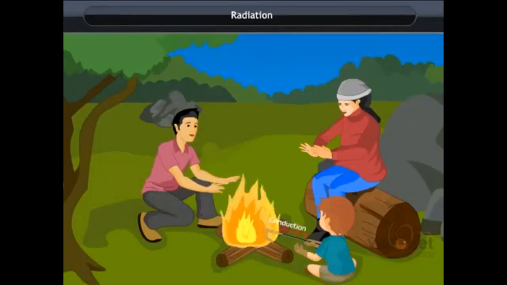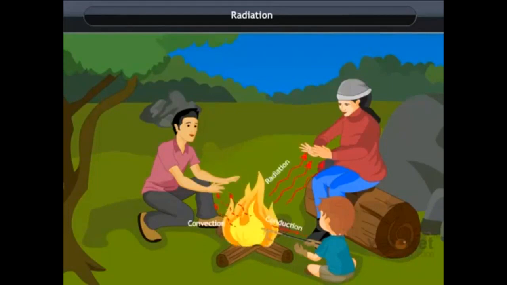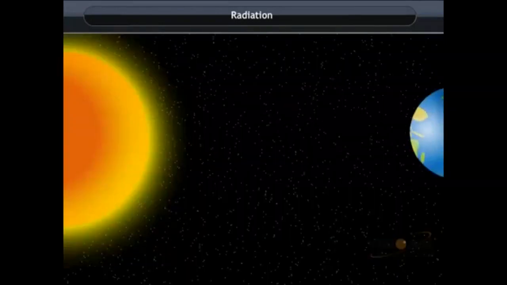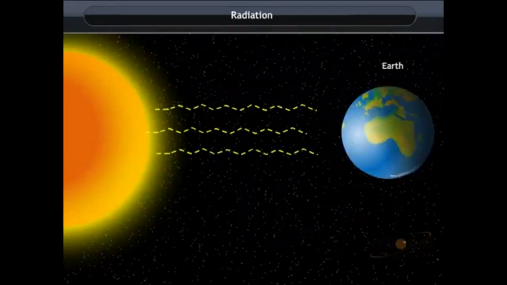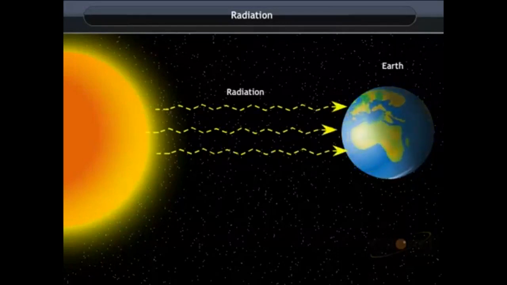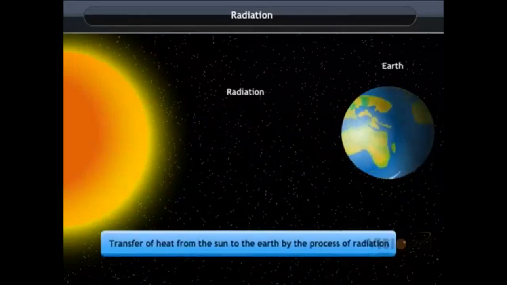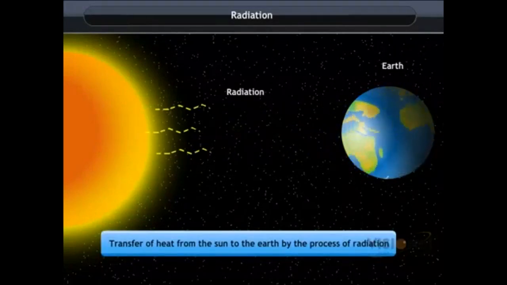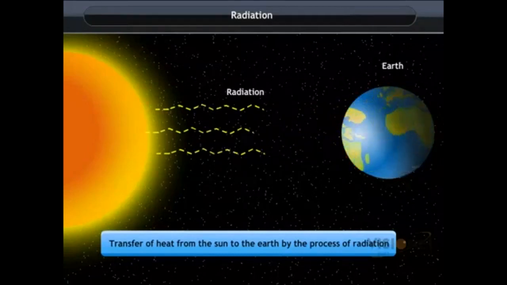Radiation. We have seen that heat transfers in the presence of a medium. When no medium is present, heat transfer takes place by radiation. We know that there is no medium existing between Earth and Sun. Therefore, the heat that the Earth receives from the Sun is due to heat transfer through radiation.